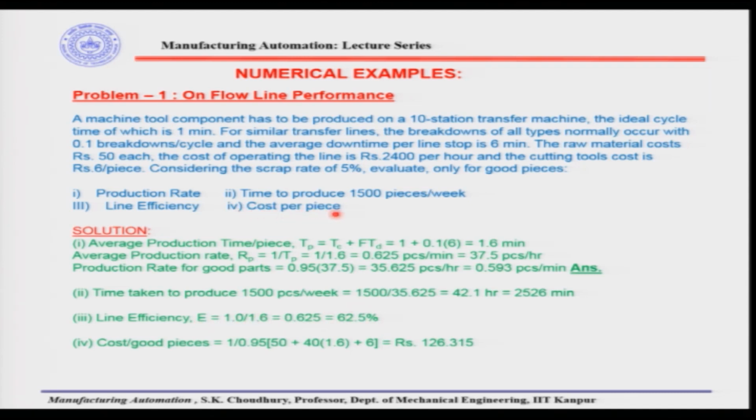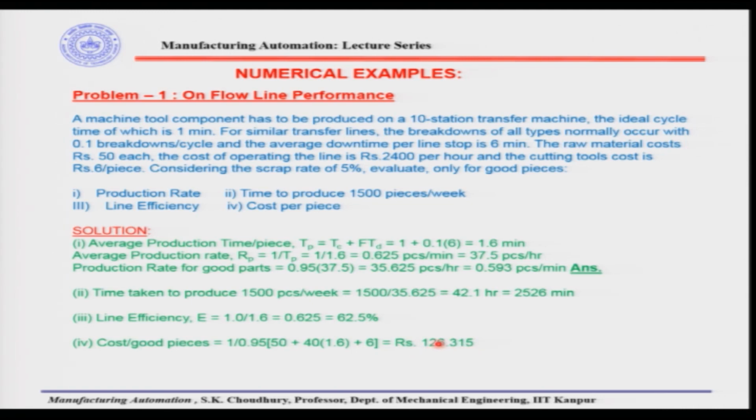And finally, the cost per good piece, because we evaluate only for good pieces. The cost per good piece will be 1 upon 0.95, this is the 95%, into 50 plus 40 into 1.6 plus 6. If you remember the formula, it was the raw material, line operating cost, plus the tooling. Here the tooling is given as a cutting tool cost of rupees 6 per piece, so it comes in here. The 40 is the line operating cost, because 2400 rupees is given here. So, the cost per good piece will be 126.315.